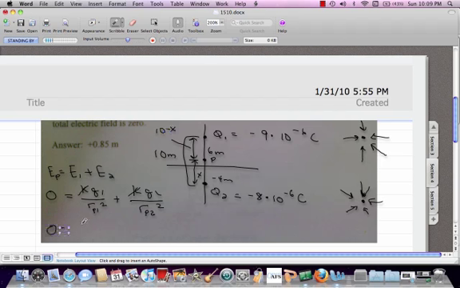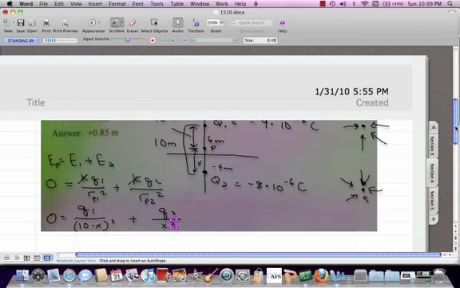0 is equal to Q1 over, and so this one's going to be 10 minus X squared, plus Q2 over X squared. And you might get confused with the fact that I'm using X here. X just means it's some number, and this is 10 minus that number. So I'm just using X as a placeholder for a number that I don't know yet. I'm not really using it to define a direction.